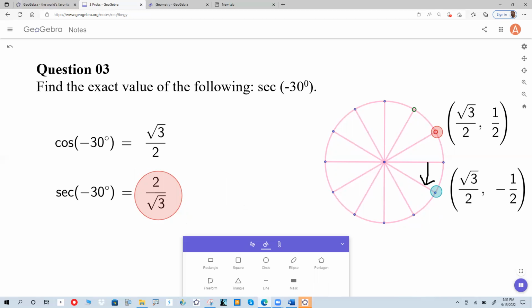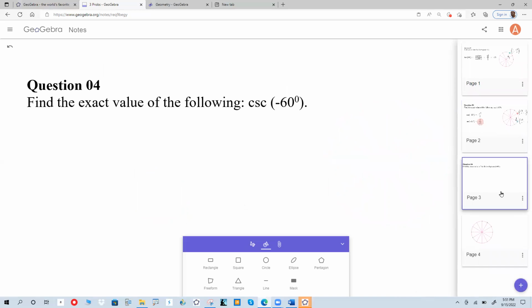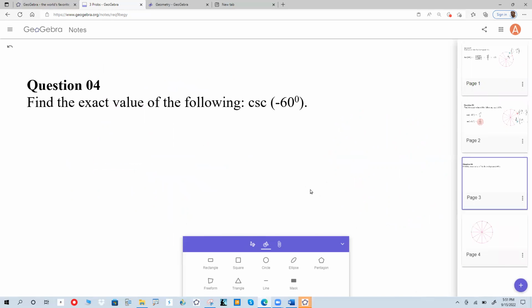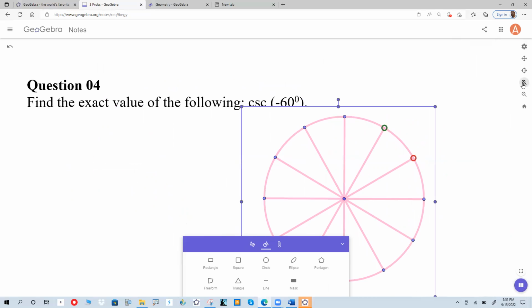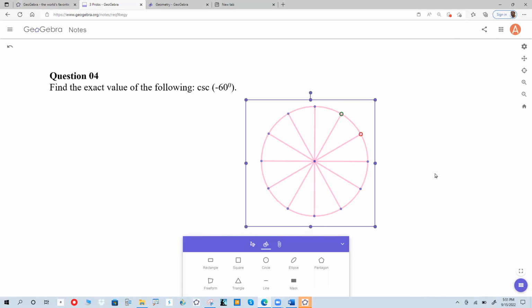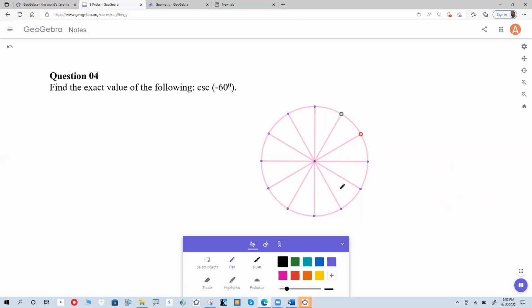Let's work on number 4 from the same set. Okay, cosecant negative 60 degrees. Let's bring our unit circle. I'll take this one, as we know. Why? Because this is split into 60 degrees. Now, this is problem number 4. Now, I need to know negative 60. So let me walk you through. Negative 60 is this. So I need to know the coordinates of this point.